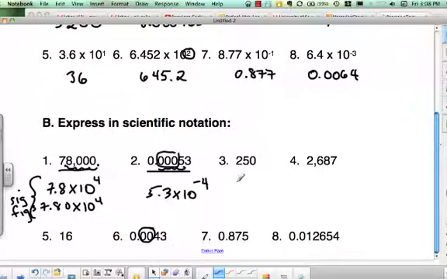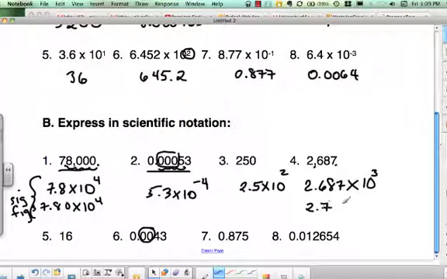Number 3, it's a number greater than 1, 2.5 times 10 to the 2nd. The next one, I don't have a lot of zeros, so I could leave it like this. 2.687 times 10 to the 3rd, moving it from here to here. If I needed to decrease my accuracy, I can do that easily in scientific notation, but I would be rounding, and whether or not I went up or down here would depend on the value of the number here.